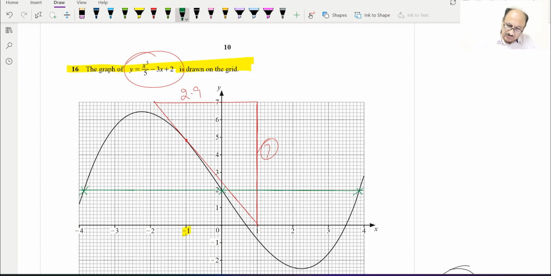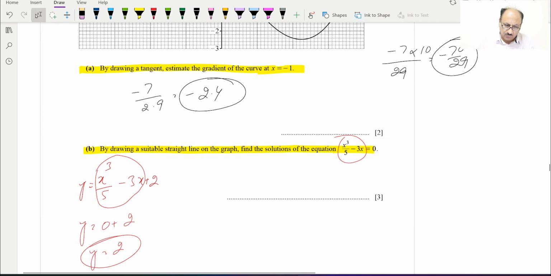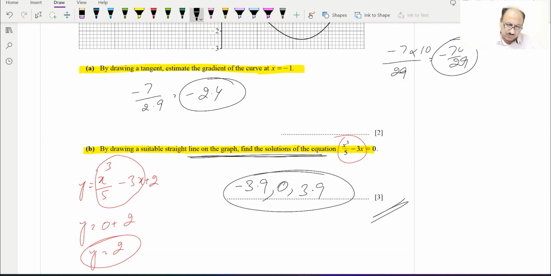So if we check, this point is 3.9, and this point is 0, so the x value will be 0, and for this point it is minus 3.9. So our answer will be over here. We can write the answer as minus 3.9, 0 and 3.9. By drawing a suitable straight line on the graph, find the solutions of the equation, which we have done, and these are the solutions, and this is for 3 marks hopefully.